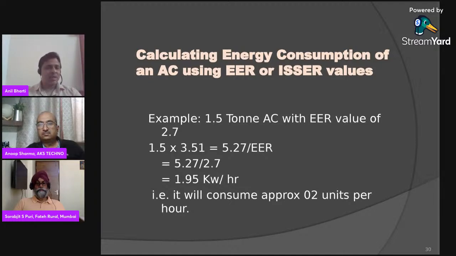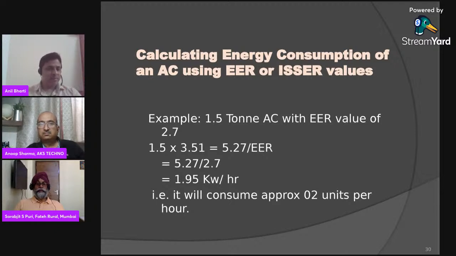2.7. तो EER वैल्यू जितनी ज़्यादा होगी उतने, अब यहाँ पे इसके यूनिट्स कितने आ रहे हैं? 1.95 किलोवाट पर आवर. ठीक है, तो इट मीन्स इट विल कंज्यूम अराउंड 2 यूनिट्स पर आवर. अगर EER की वैल्यू ज़्यादा होती है यहाँ पे, तो उतनी ही ये वैल्यू छोटी हो जाती, यानी उतना ही इसका एनर्जी कंजम्पशन और कम होगा.